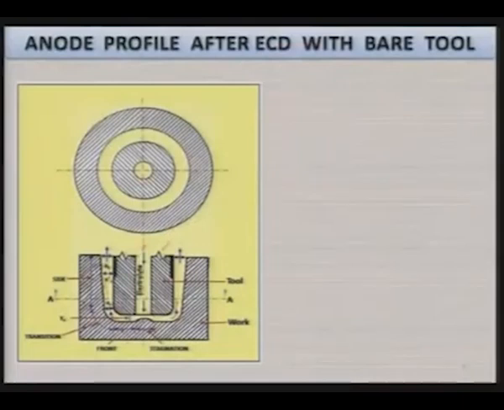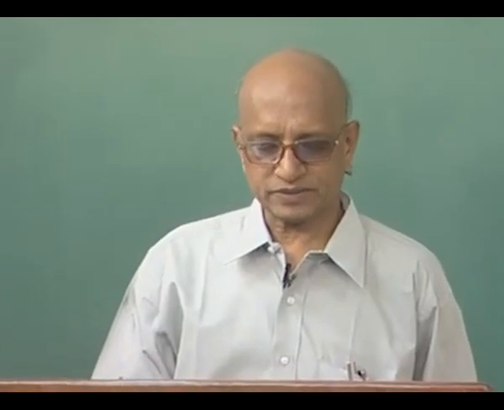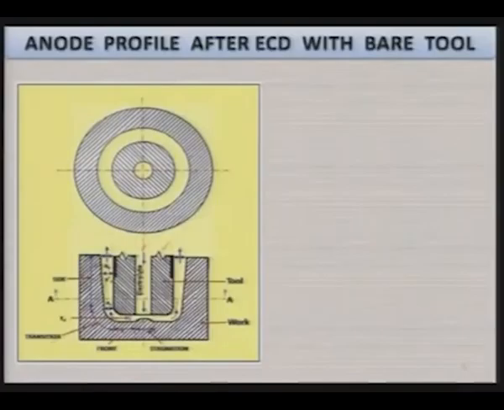And then there is the transition zone, which is produced due to the corner of the tool, and this zone is quite critical and difficult to really predict theoretically. And then last is known as the side zone, the rest of the zone, where again the inter-electrode gap will be varying. It will depend upon whether the tool is a coated tool, bare tool or bit type of tool.